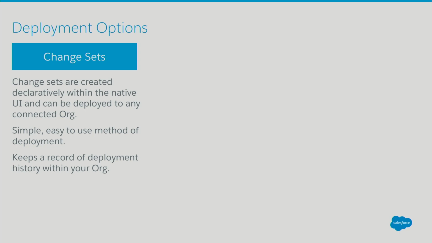You add your changes, your configuration, your code to a change set, and you can deploy it to any org within your environment, any connected org, that is. What is really nice about this is once the change set does hit production, production will keep a record of that change set in it.